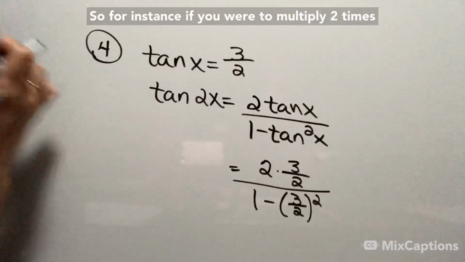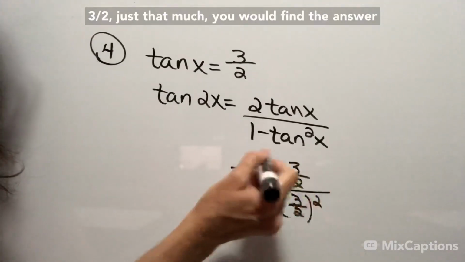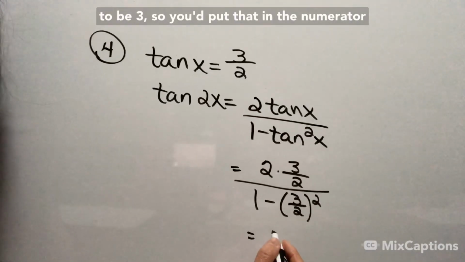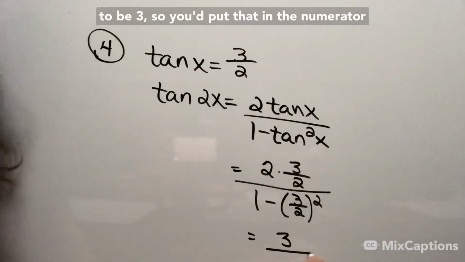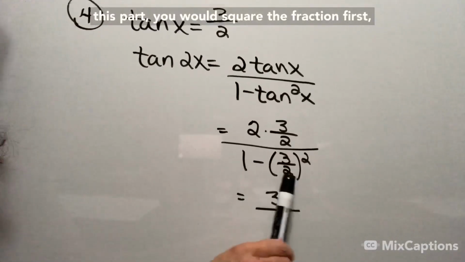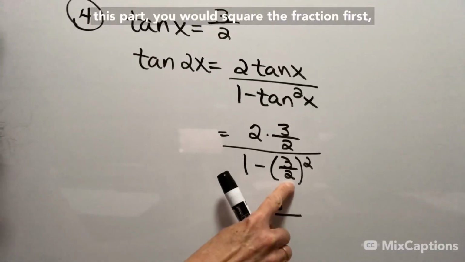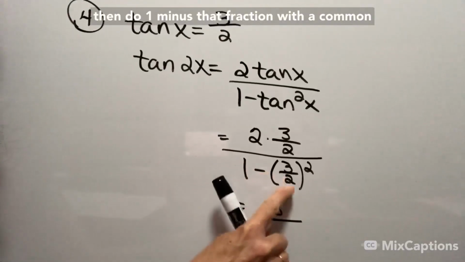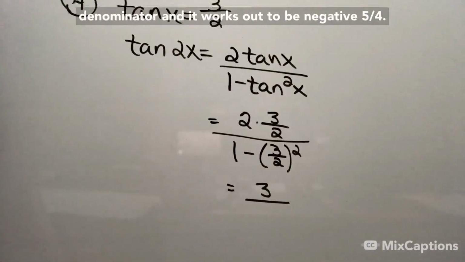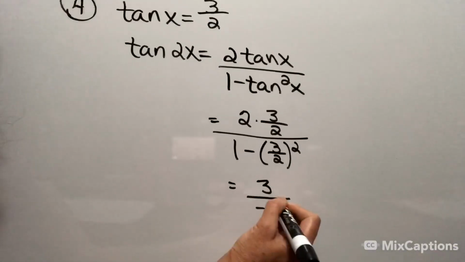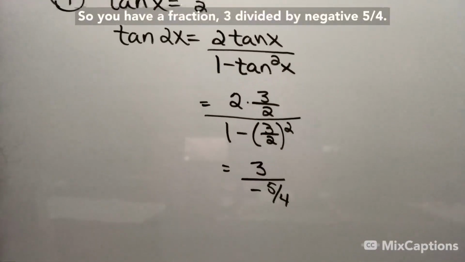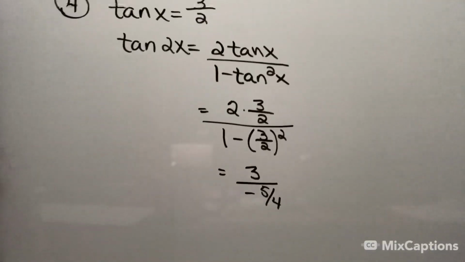So for instance, if you were to multiply 2 times 3/2, just that much, you would find the answer to be 3. So you'd put that in the numerator. And then in the denominator, if you were to do this part, you would square the fraction first, then do 1 minus that fraction with a common denominator, and it works out to be -5/4. So you have a fraction 3 divided by -5/4.